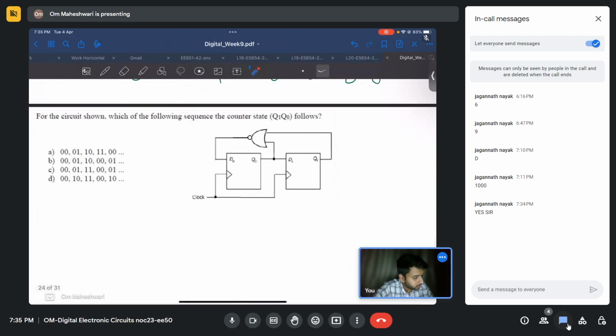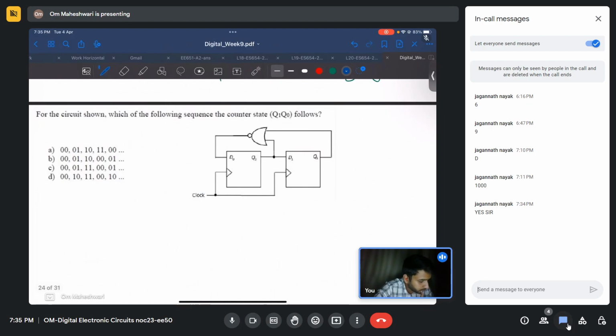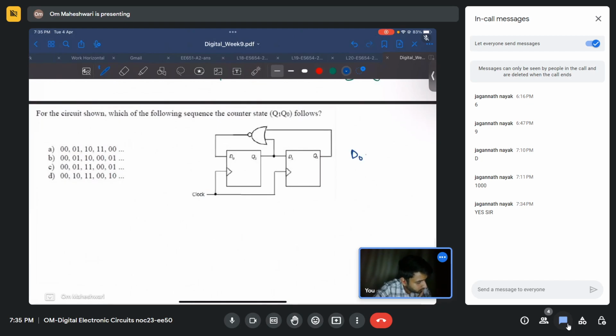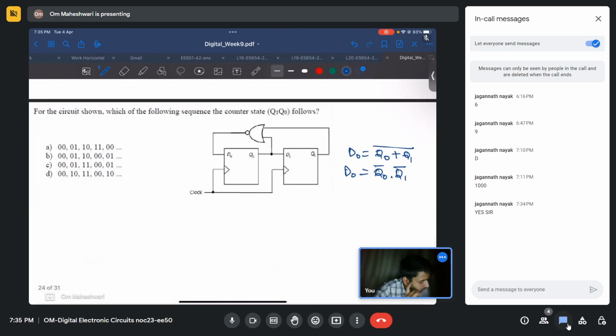We have to find the state sequence Q1, Q0. So this is what D0 is: Q0 plus Q1 bar, which is an OR, that is Q0 bar dot Q1 bar, by De Morgan's theorem. Okay, so Q0, Q1, D0, D1, and D1 is Q0.